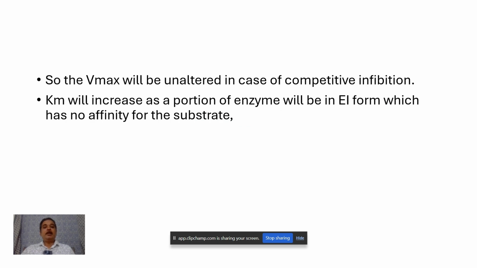So the Vmax will be unaltered in the case of competitive inhibition. It will be the same. And Km will increase as a portion of the enzyme will be in the EI form, which has no affinity for the substrate. So the enzyme inhibitor complex once formed will not bind with the substrate. So the effective Km will be increasing. Vmax will not be altered because we can add more and more substrate, and this can almost cancel the effect of this inhibition. So we get the normal Vmax in the assay condition, but Km will be increasing.